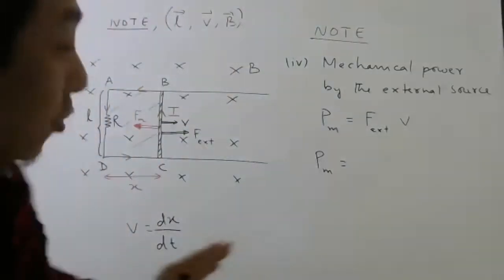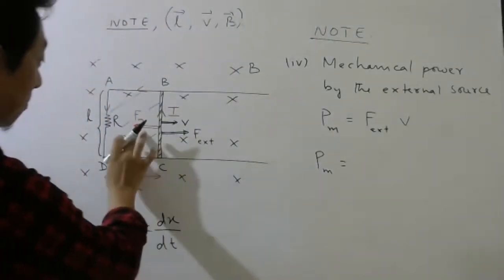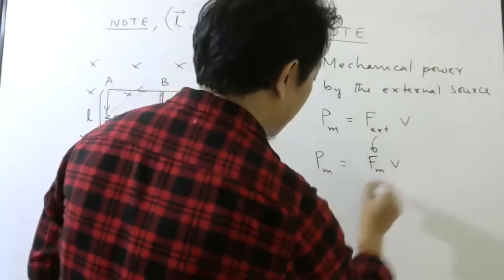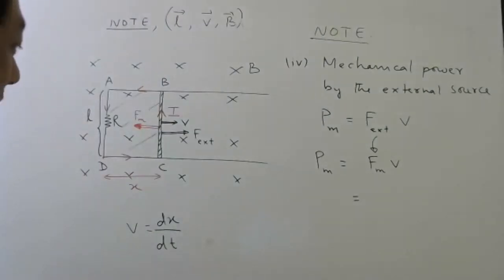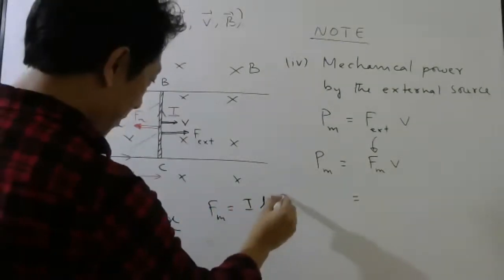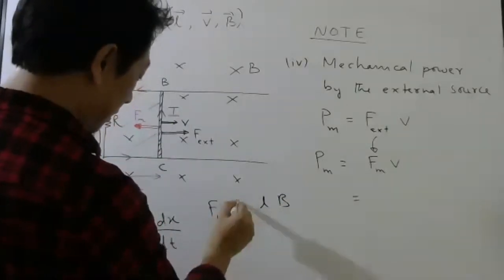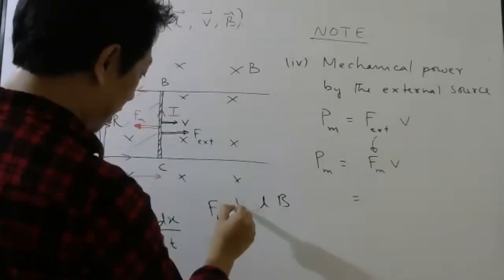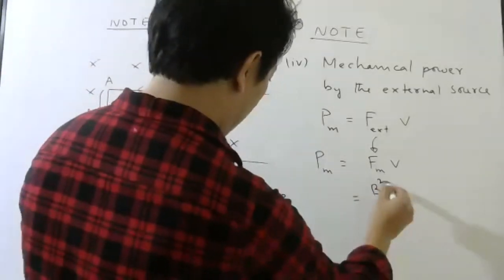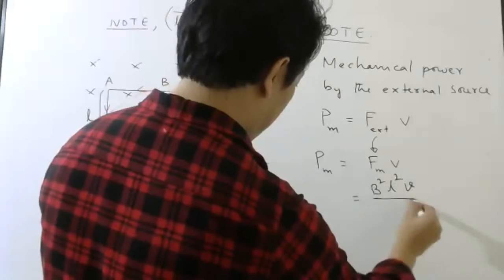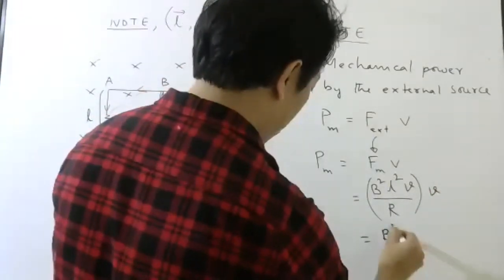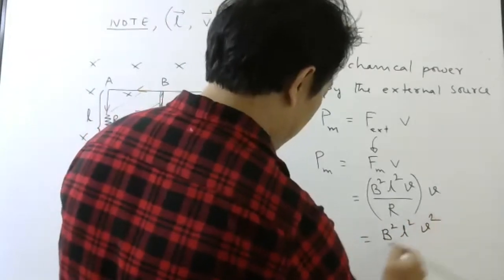But whatever force you are applying should balance this force, so this should be equal to the magnetic force. What was the formula for magnetic force? ILB. I is EMF by resistance. EMF is BLV by R. So this is B square L square V by R into V. That will be B square L square V square by R.